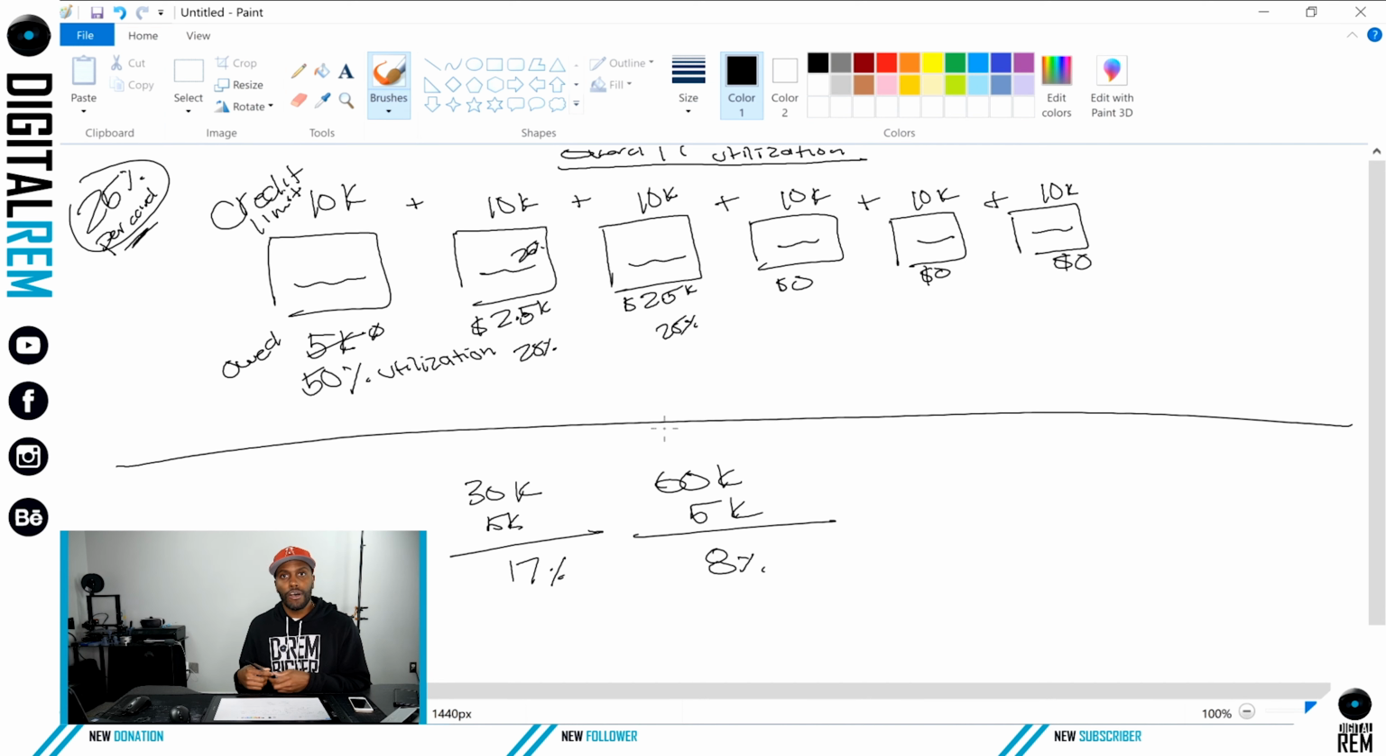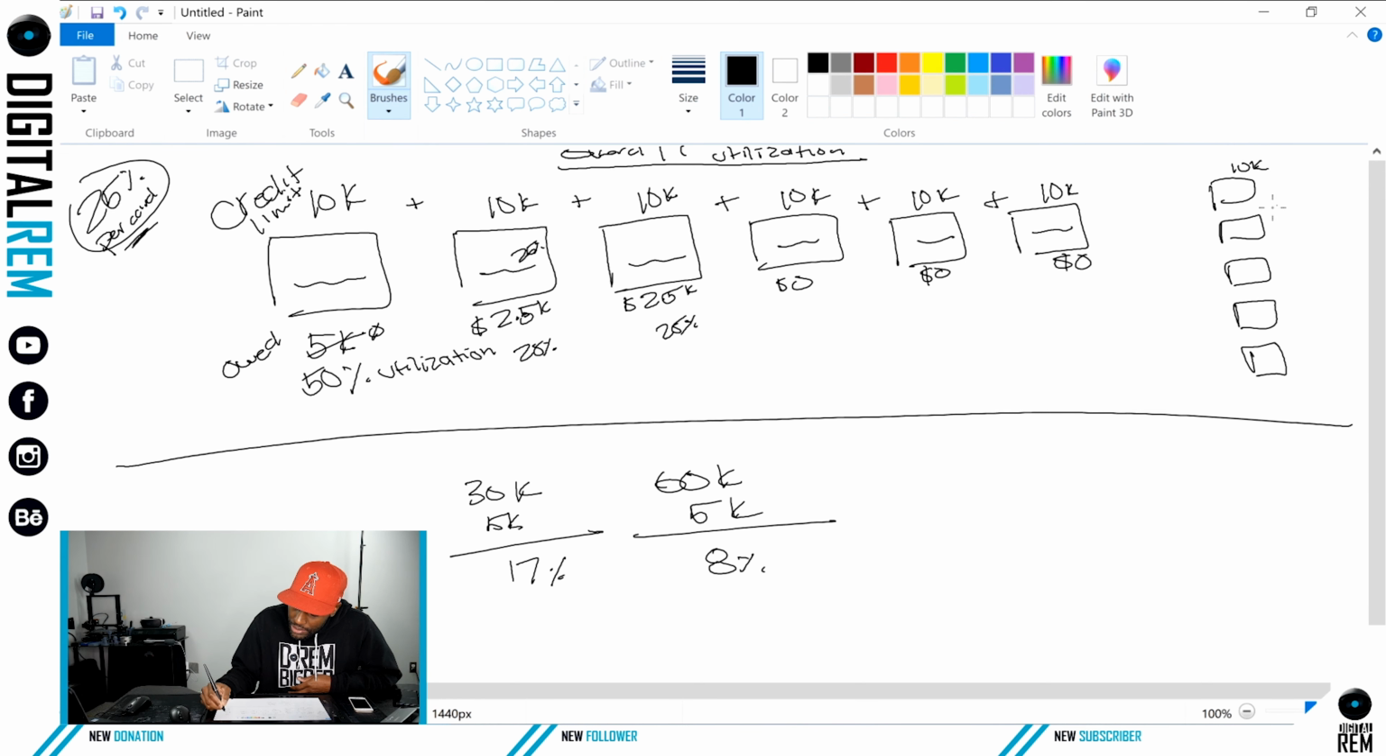Well, what do you do when the inquiry falls off? Essentially, you just do this process all over again, right? So let's say you apply for 5 more. We add 5 more cards, 2 years later. 1, 2, 3, 4, 5, at 10K each. Now we just add all these up: 1, 2, 3, 4, 5, 6, 7, 8, 9, 10, 11. 11 cards, that's 110K. You still only owe 5K.